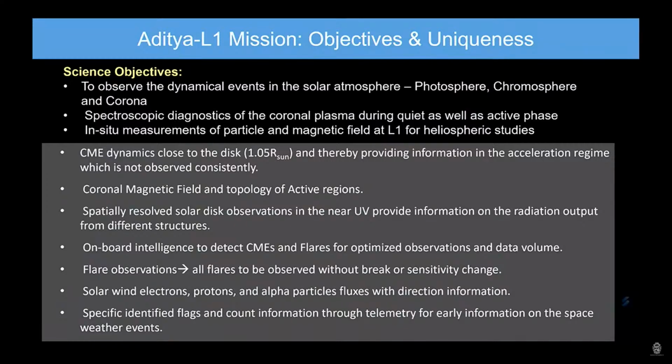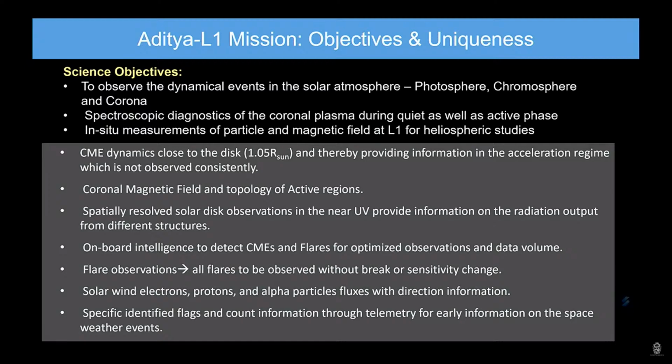If you look at the goals and uniqueness of Aditya L1, basically we are looking at the dynamic events on the sun, basically the solar atmosphere, the photosphere, the chromosphere, and the corona, and then spectroscopic diagnostics of the coronal plasma during the quiet as well as active phases, and in situ measurements of the particles that I mentioned, both magnetic and particle measurements. And this is very important because we have a certain uniqueness: we observe CME dynamics very close to the disk, like 1.05, and this provides information on the acceleration regime which is not observed very consistently. The magnetic field and topology of the active regions are measured, and it will help us in terms of modeling of the CMEs and the flares in the long term.